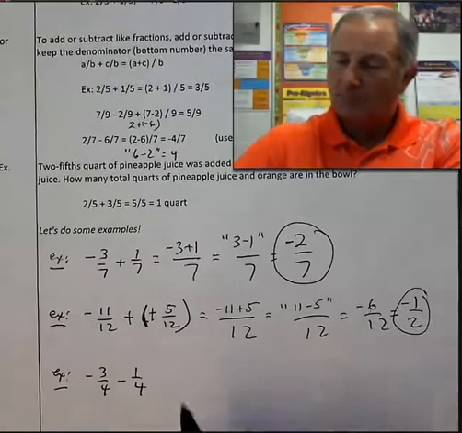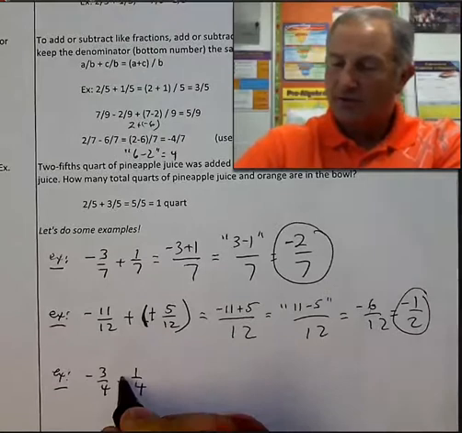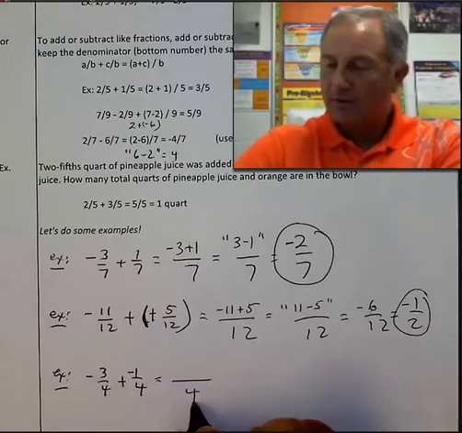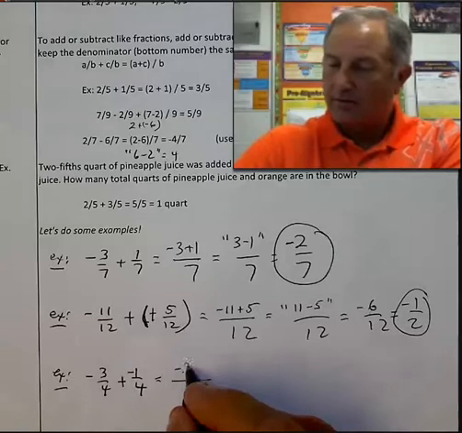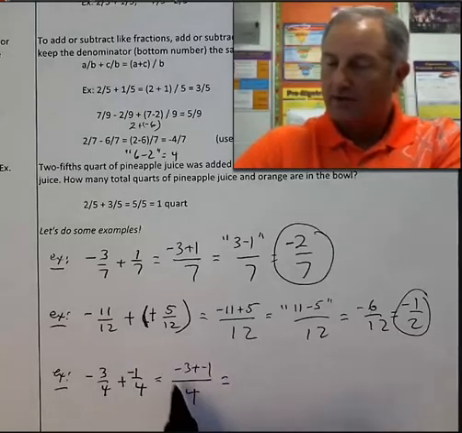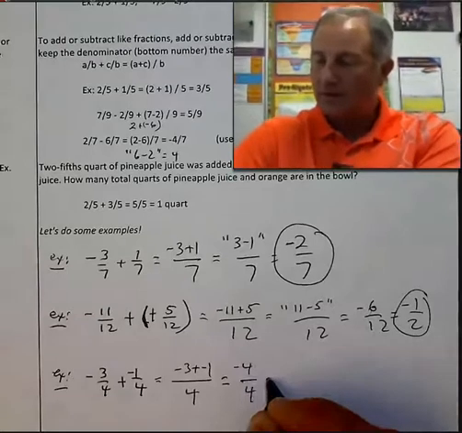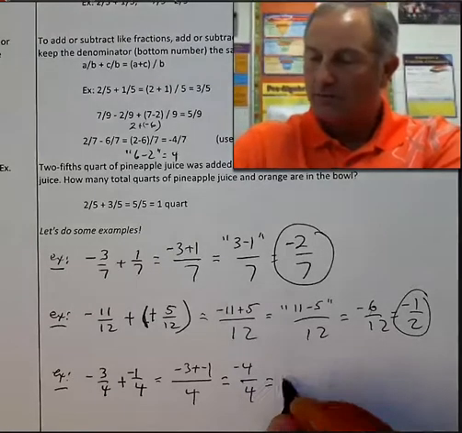Last problem. Again, we have another subtraction, so I'm going to change that to addition and take the opposite sign. Common denominator of 4. I get negative 3 plus a negative 1. I'm adding two numbers with the same sign, so I add them and keep the sign. Negative 4 over 4 is negative 1.